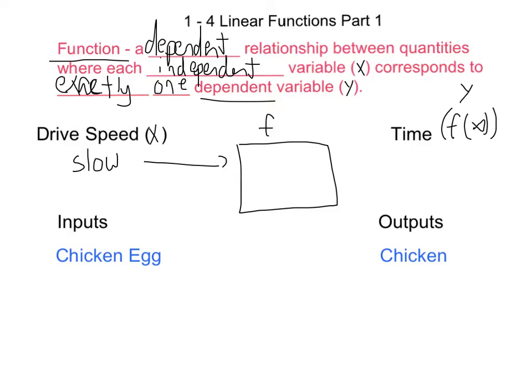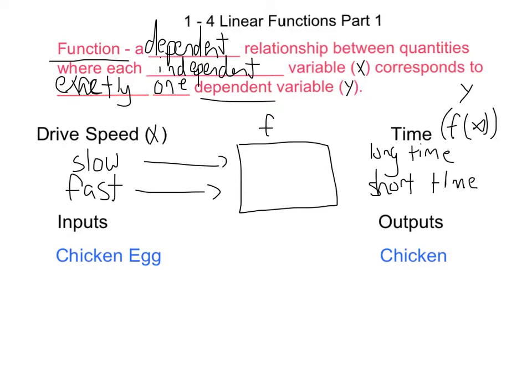If you drive slow, well, then it takes a long time to get where you're going. That's the output. But if you drive fast, then what does your function do? Well, the result or the output would be it takes a short time to get to wherever you're going. All right, note, f of x is really just y. They say the same thing. We say a function in terms of x. You have inputs, you have outputs.